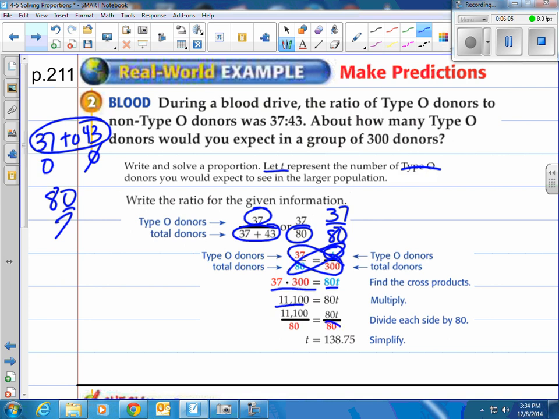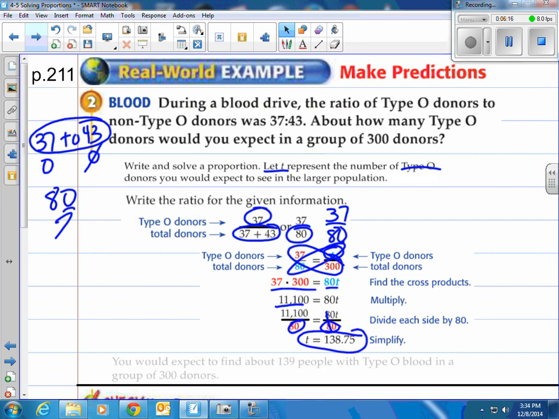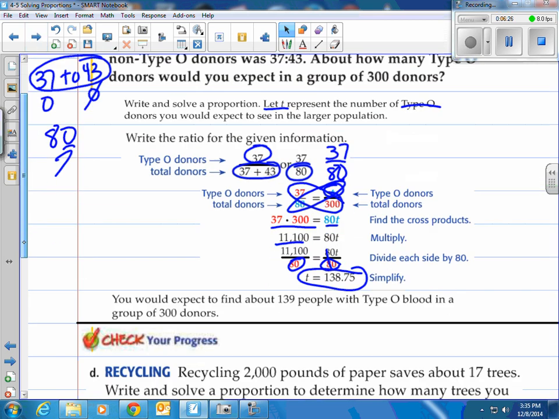So we're going to divide by 80 on both sides, and when we do that, 80 disappears here, and T is equal to, they've switched it around here for us, it's about 138.75. And really, what does that mean? You would expect to find about 138, 139, if you rounded it, people with type O blood in a group of 300 donors. Great way to use proportions.